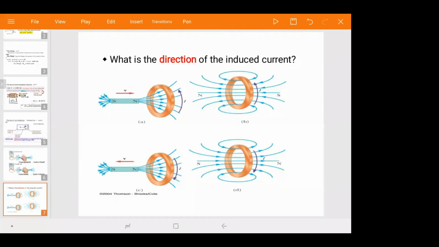Let's go on. They are asking you more questions here. There is a single loop again. A north pole, as you see here with V, is approaching towards a ring. You can take the ring as a coil with a single turn. And the same thing is happening now. When the magnet is approaching you, your thumb will point towards it, towards the induced north pole. So current is flowing up.